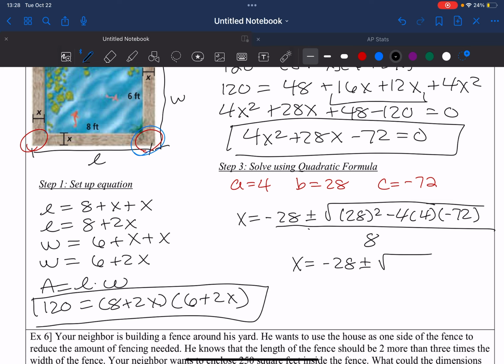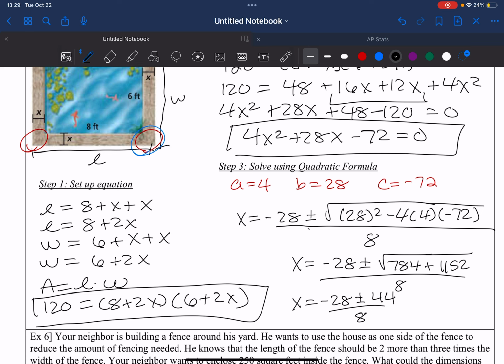Okay, so I have 28 squared, which is 784, plus 4 times 72 gives me 1152, all over 8. So x is equal to negative 28 plus or minus the square root of 784 plus 1152. And then I'm going to take the square root on my calculator of 1936, and I get 44 over 8.